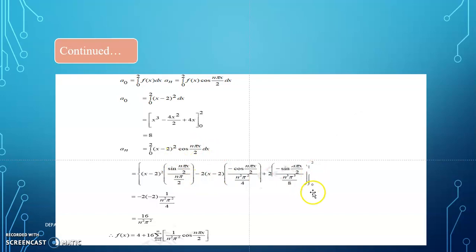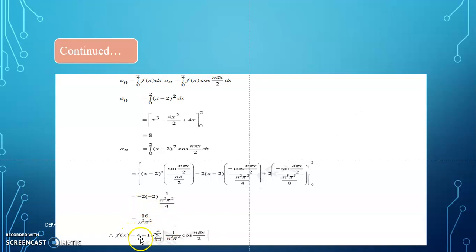Then next go for the lower limit. So first term sin 0 value is 0. So here cos 0 is 1, but here if you apply 0 you will get the minus 2. So minus into minus, plus 4, this minus is there, so minus 4 cos 0 value 1. So 1 by n square pi square by 4. So this 4 multiply you will get the 16 by n square pi square. So a n value we got is 16 by n square pi square.